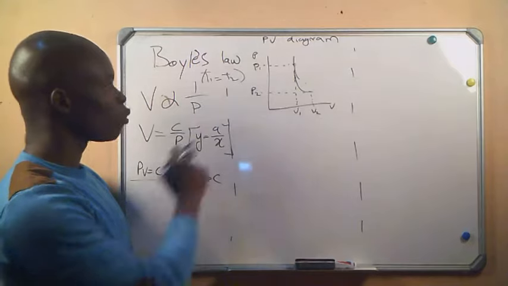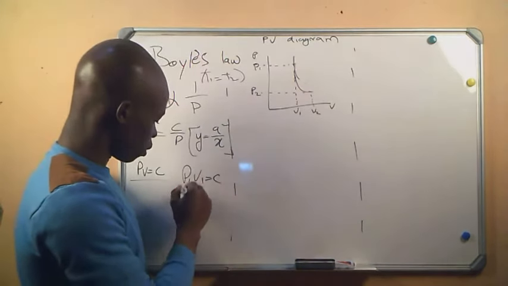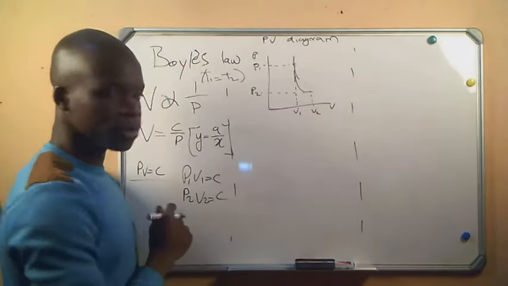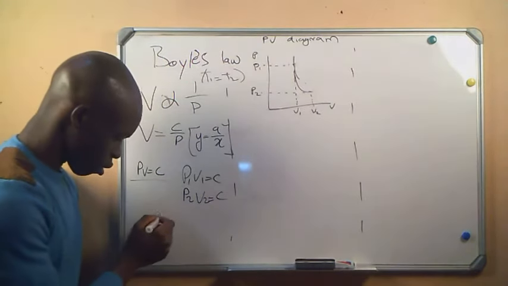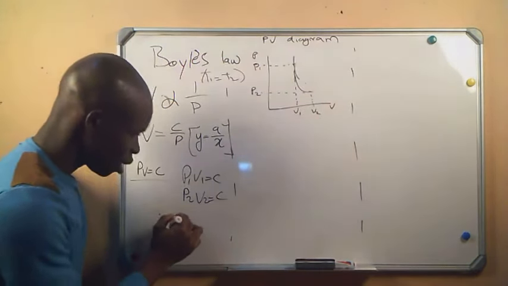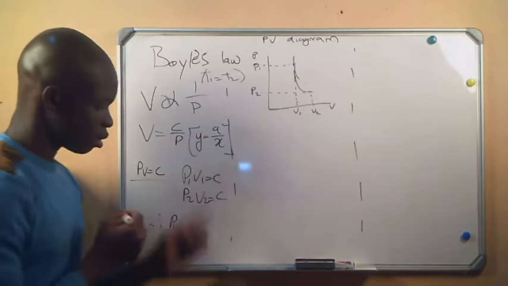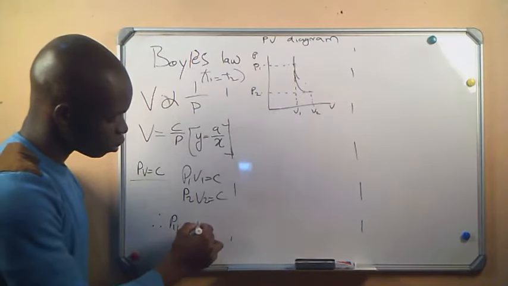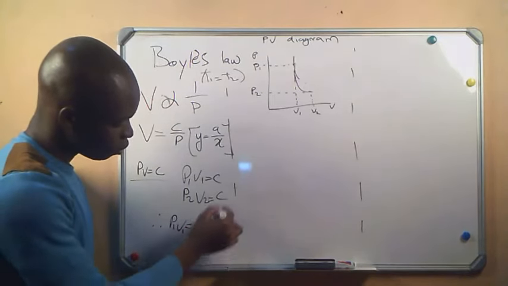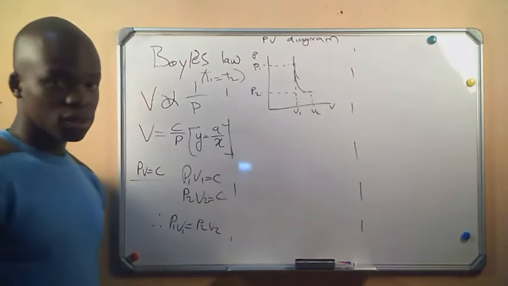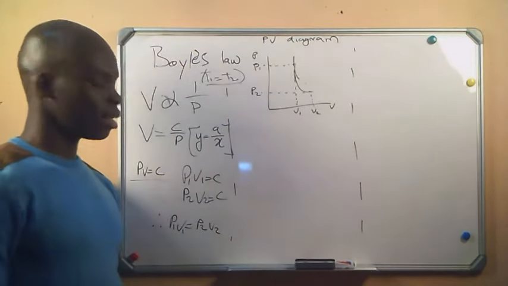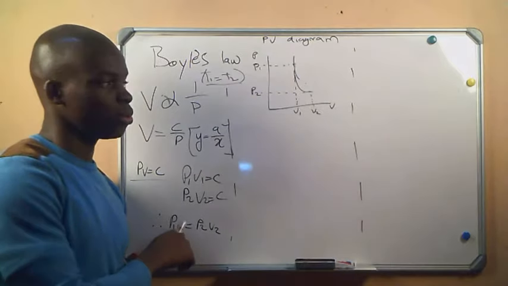According to this law again, we also know that P2 V2 is also equal to C. Therefore, P1 V1 is equal to P2 V2. So whenever you are told that temperature is constant, this is the formula to use.